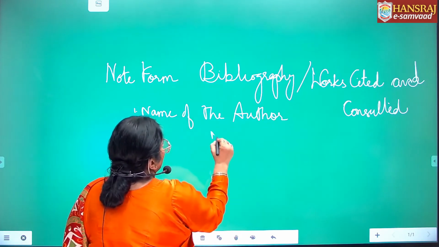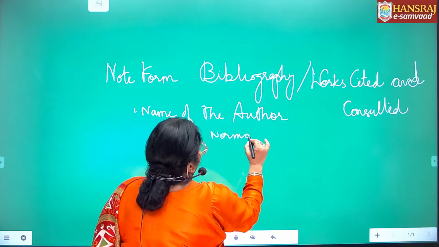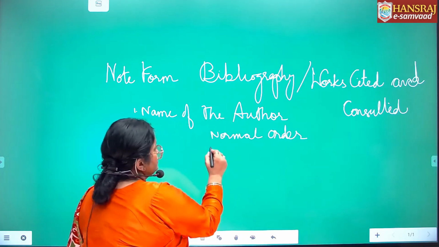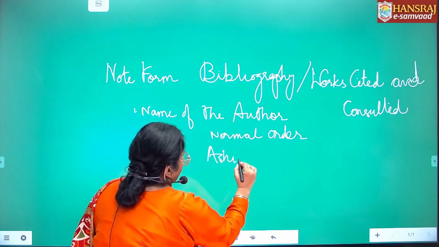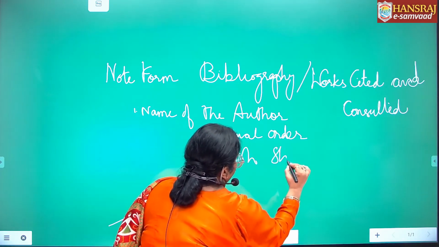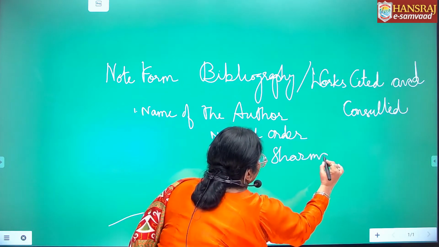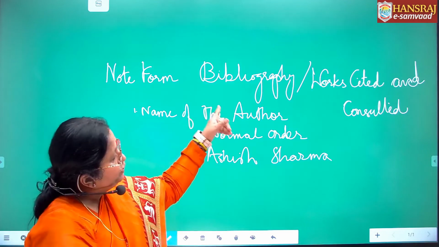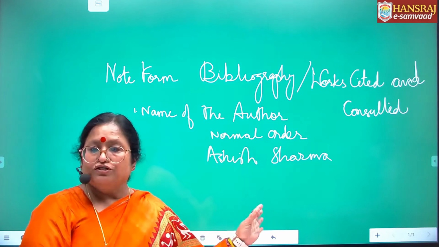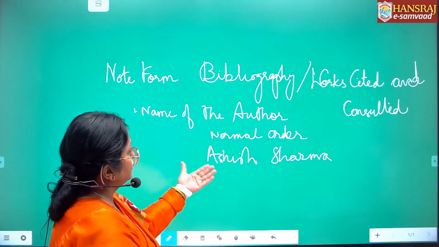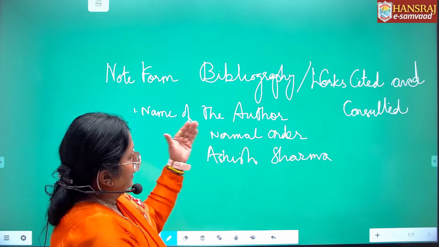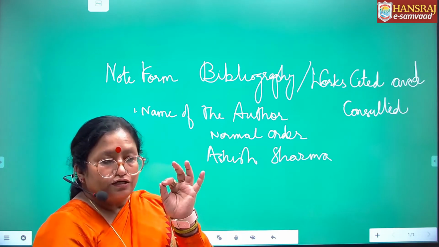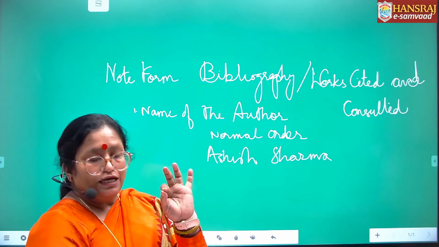It is in normal order. What I mean by normal order is, if it is Ashish Sharma, this will be taken as Ashish Sharma only. And when it comes to the bibliography, then it will be in reverse order. I will come to that later. Ashish Sharma, and it will be given in numbers, note form, number in superscript and subscript.